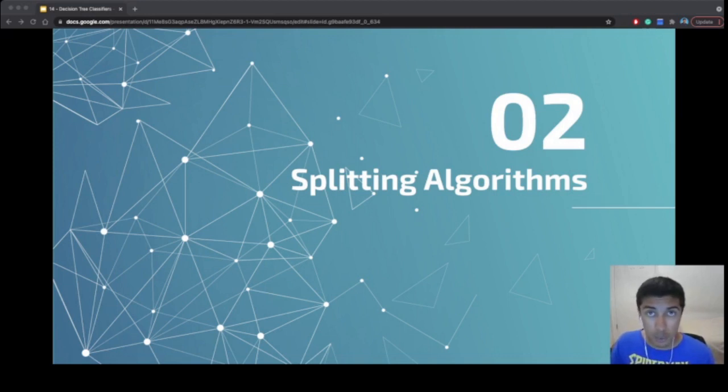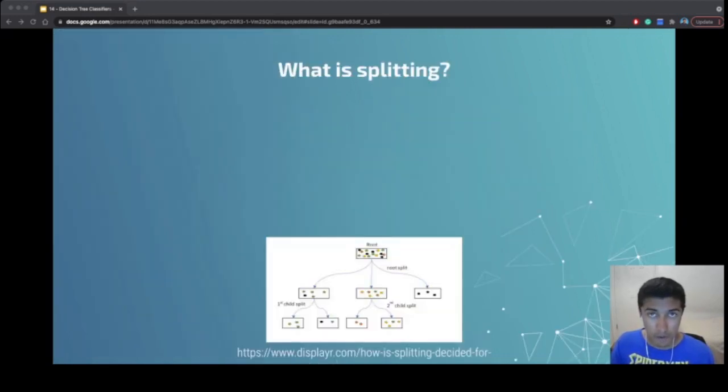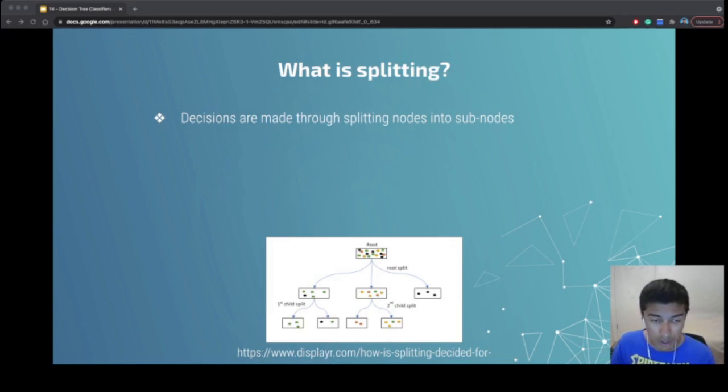In today's video, we are going to be covering splitting algorithms. First, let's answer the simple question, what is splitting? Splitting involves decisions that are made through splitting nodes into subnodes. It's done until homogeneous nodes are left, which is when the classes are perfectly split. It's also the process of dividing a node into subnodes until the highest purity is achieved.